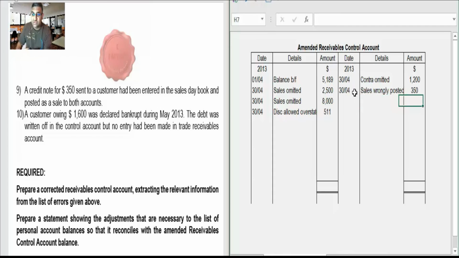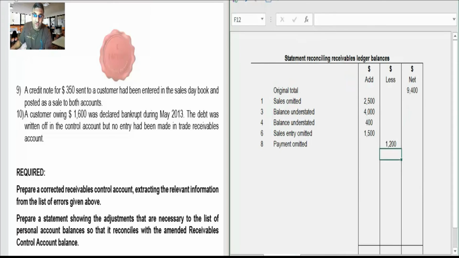The sales return is of the amount of 350, dated 30th of April, and these are sales returns, which we wrongly posted as a sale to the customer's account. And now, the same error has been made in the customer's account as well, so we have to correct it in the statement of reconciliation as well. This is error number 9.